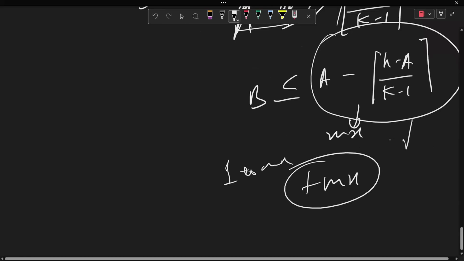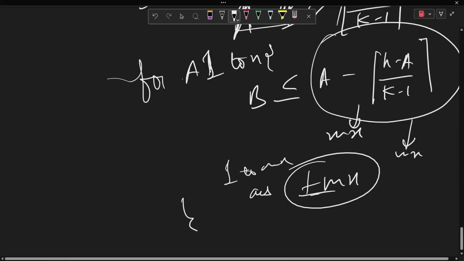So you can just compute this mx and add mx by iterating through all a from 1 to n. You can calculate this mx for each a and add it to your answer. This way you can compute it. Okay, I hope it is clear.